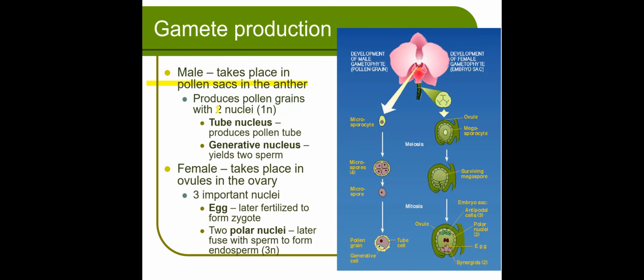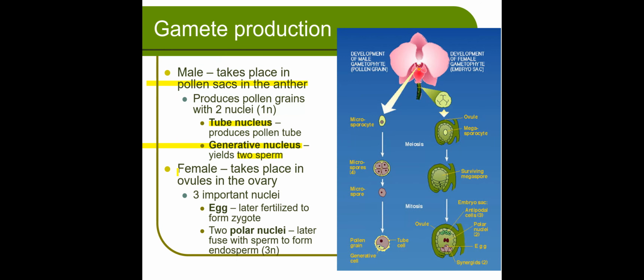Now, inside that pollen grain are actually two nuclei. Okay, so we have a tube nucleus, and this is going to create the pollen tube that is going to allow that essentially plant sperm to travel down and fertilize the egg. And then you have the generative nucleus, which is actually going to produce the sperm. And so remember, we have double fertilization here, and so there's going to be two sperm in that pollen grain.